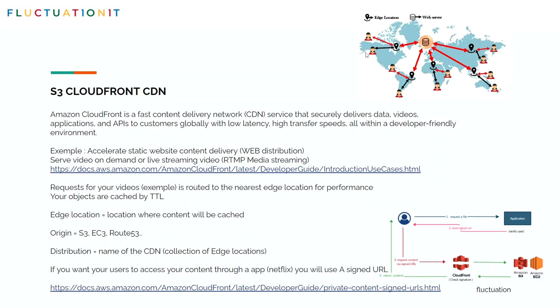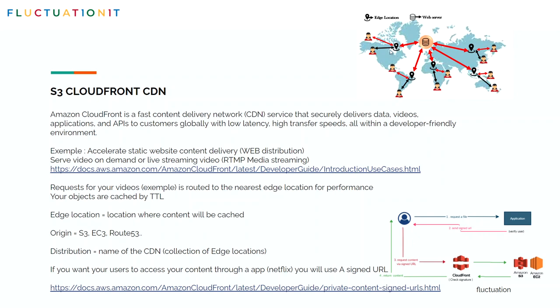Just imagine that you have your database, or your storage with all your videos, let's say. It can work for web distribution or RTMP media streaming. Imagine you are selling videos, or you're like Netflix, so you have a subscription and people can access your movies. The movie will be cached here for a time to live, so that if another user wants to see the same movie, he will not go directly to your S3, but will see it through the CDN.